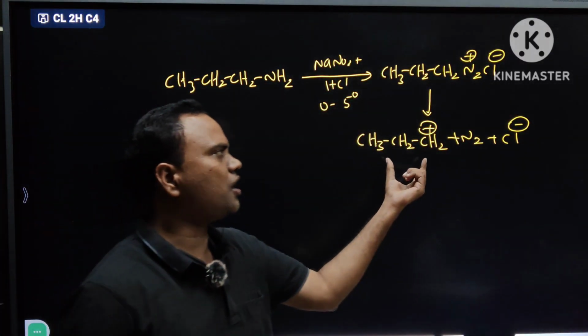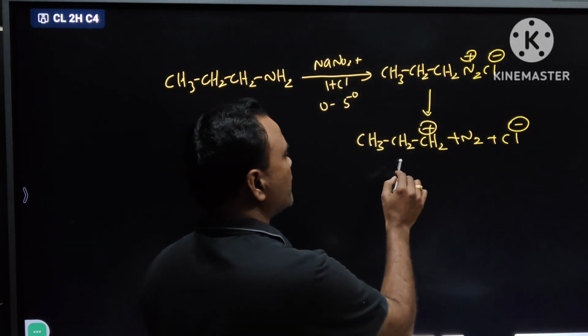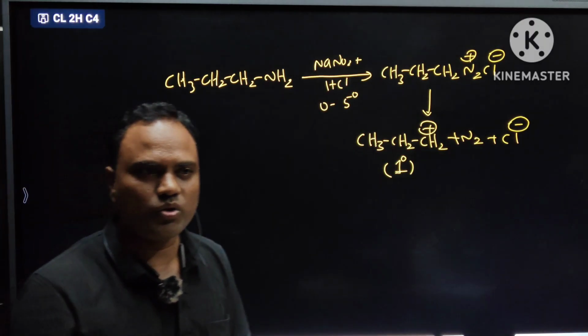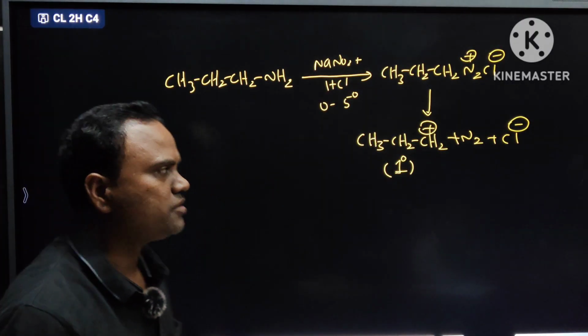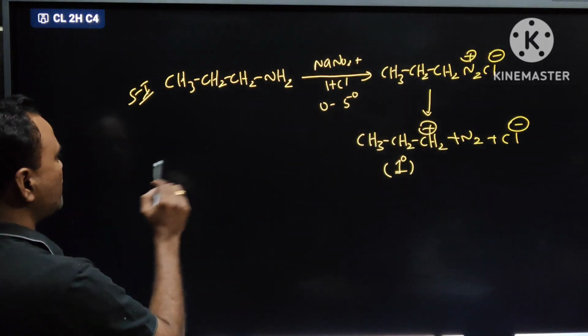This is which degree carbocation? 1 degree carbocation. You know very well about that rearrangement. You are doing rearrangement from the first chapter onwards, right? Rearrangement concept. Let us consider this as step 1, formation of carbocation.